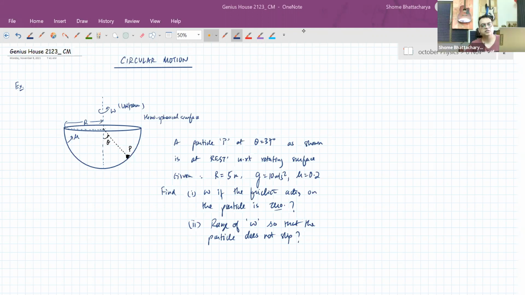Okay, so in this case, since the particle is at rest with respect to the surface, it'll be easier if you make the free body diagram in the reference frame of the surface. So that becomes a rotating reference frame. So we'll have to take into account centrifugal force. So for the first part, how many forces will be acting on the particle? 3 forces, right? Centrifugal, which will be radially outwards, normal reaction and weight.